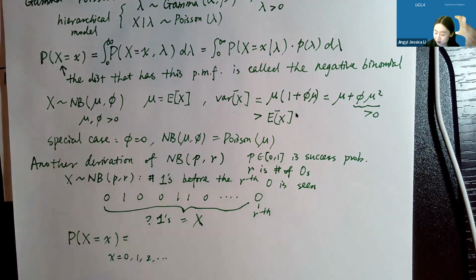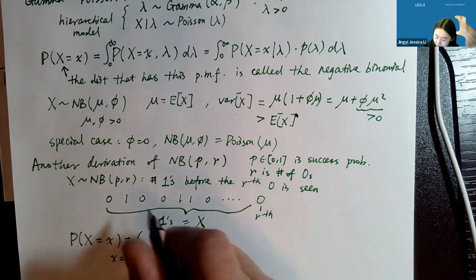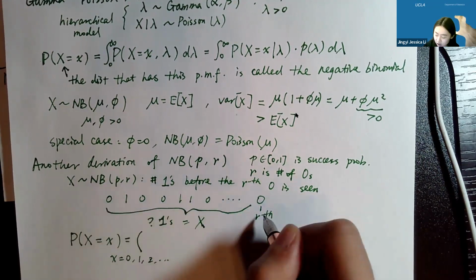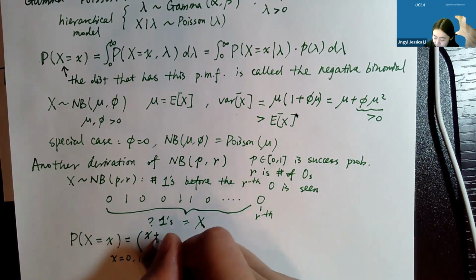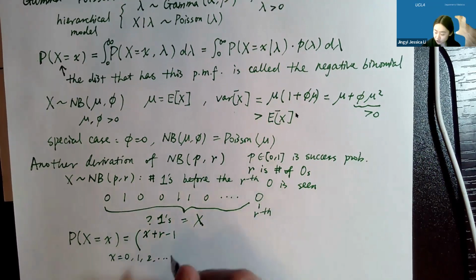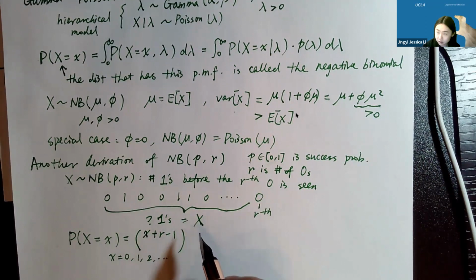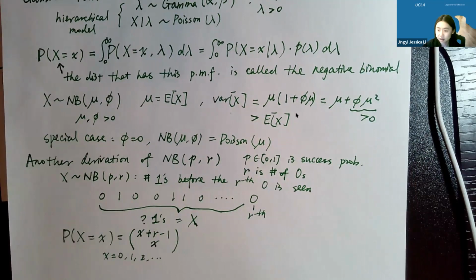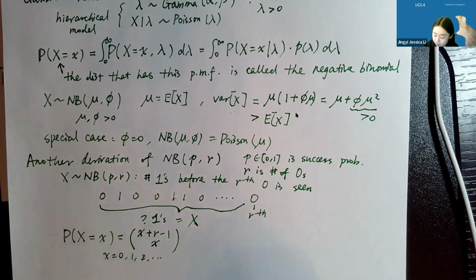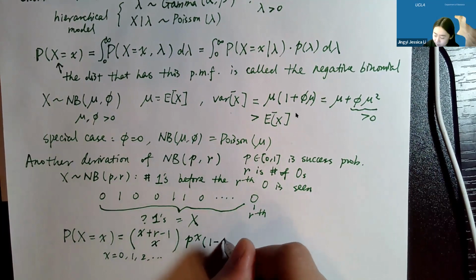Right? Because we must have r minus 1 here. So this is the rth. So in total, what we have in this chain before the last rth 0 is x number of ones plus r minus 1 zeros. And we just need to decide the positions of the x ones. So it becomes x plus r minus 1 choose x. And for each one, we have a probability p, so it's p raised to the power x. For each 0, we have probability 1 minus p.